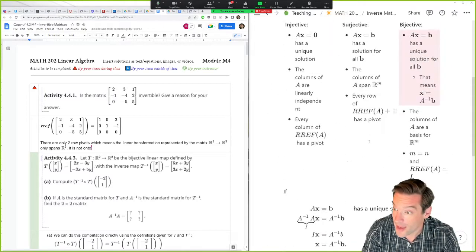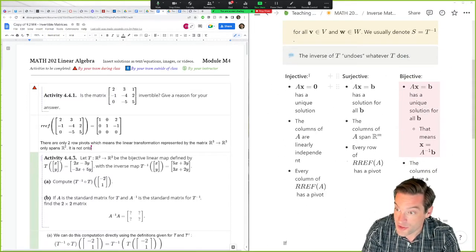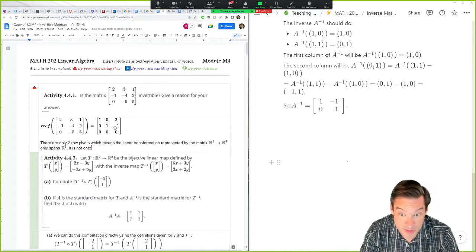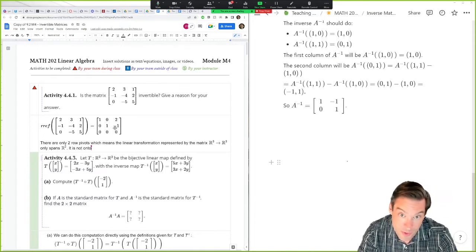After all, that was how we were identifying injective and surjective before, right? Injective means that a pivot has to exist in every column, and a surjective linear transformation has a pivot in every row. And so we needed to row reduce to the identity matrix in order to be invertible. But this one doesn't. We do the reduced row echelon form. It only has 2 pivots. So it's not injective because it has a column that's missing a pivot. It's not surjective because it has a row that's missing a pivot.